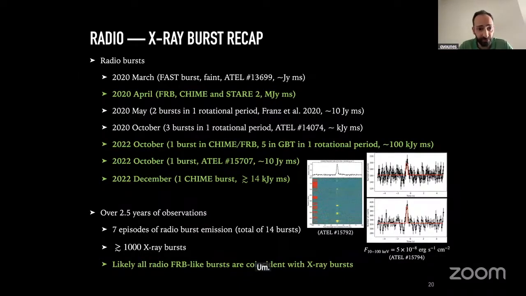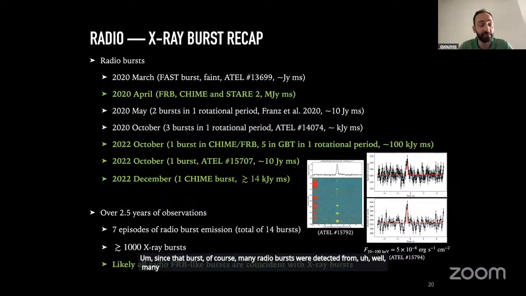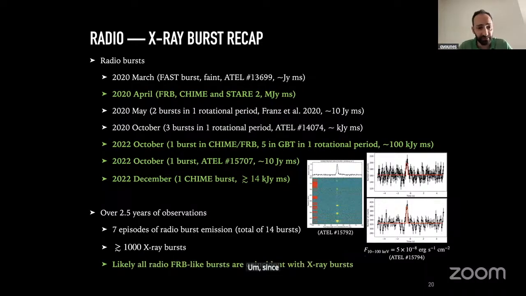Since that burst, of course, many radio bursts were detected, define many, I guess. But several radio bursts were detected from SGR 1935 in its activation. It goes in and out of activation since 2014, since its discovery.